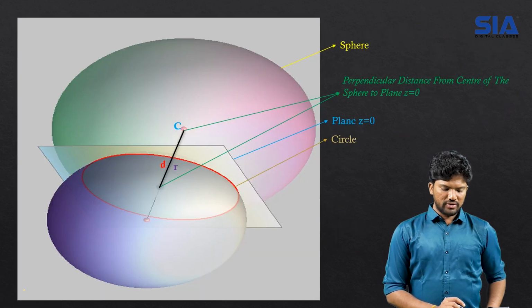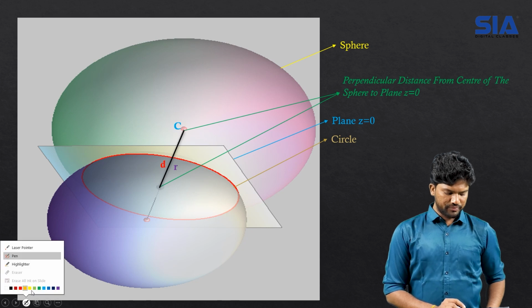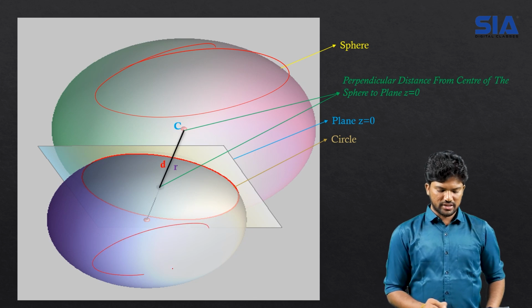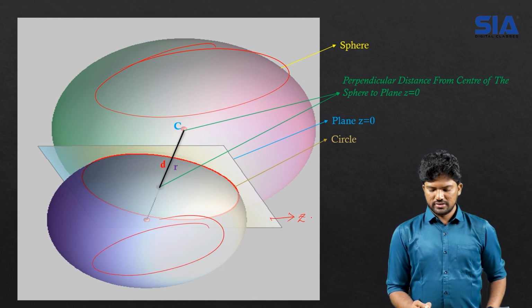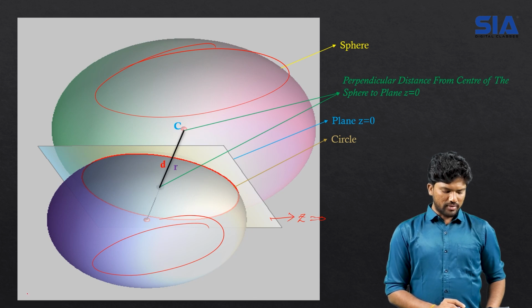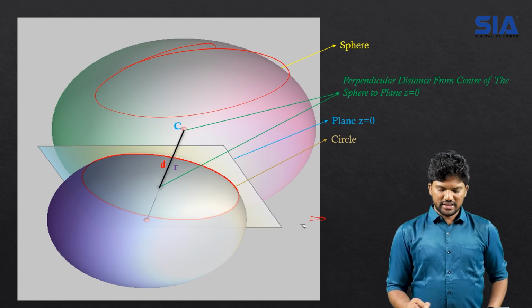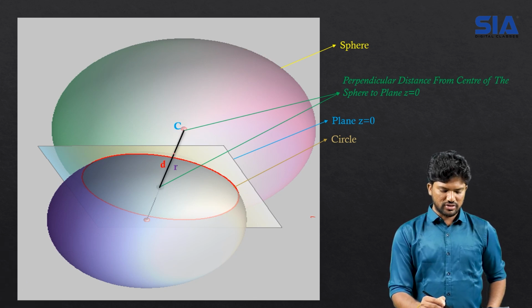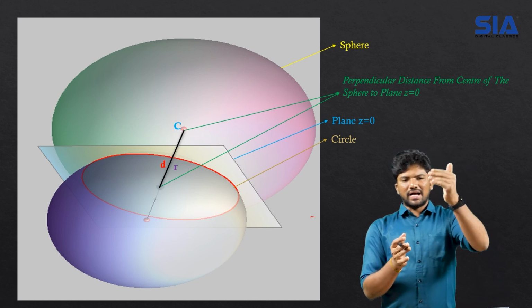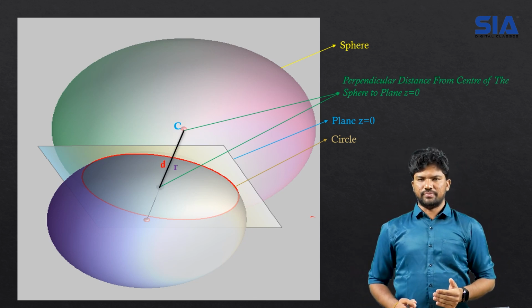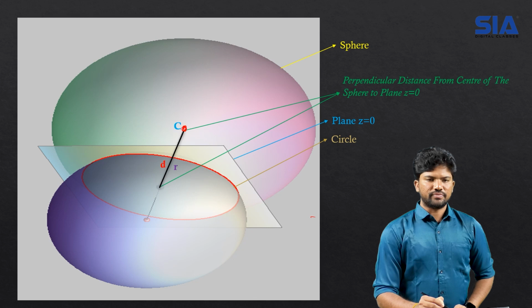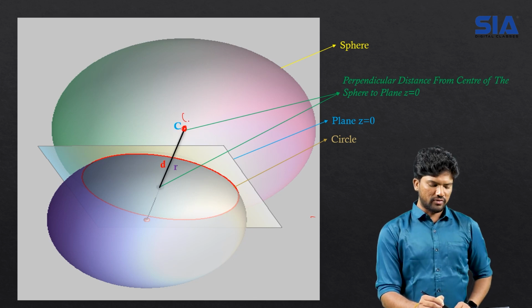So here you can clearly observe the diagram of this problem. This is our sphere and this is our circle. You have the plane z is equal to 0. What they are saying in the problem is that the required sphere touches the plane z is equal to 0. Touching the plane z is equal to 0 means this plane is passing through one point of the sphere. This is the center of the sphere. Capital C is the center of the sphere, and you know very well capital C is equal to minus u, minus v, minus w.